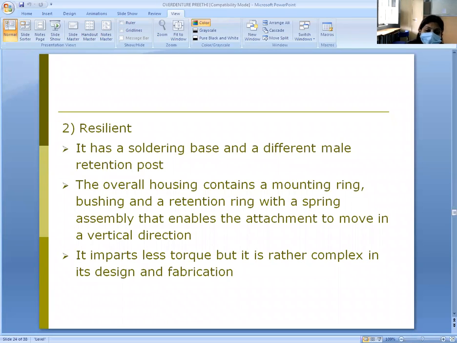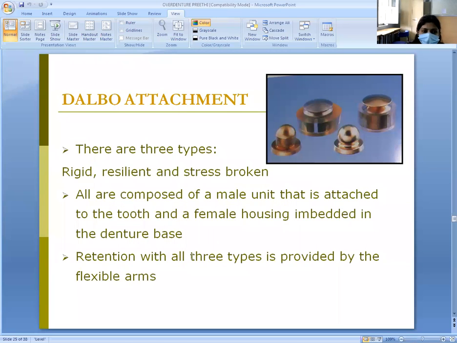So resilient, it has a soldering base and different types of male retention post. The overall housing contains a mounting ring, bushing, and retention ring with a spring assembly that enables the attachment to move in a vertical direction. So these two types of attachment are there. One is rigid, and second is resilient. As I told you before, it imparts less torque. If resiliency is there, there is less torque, and if it is rigid, more is the torque.